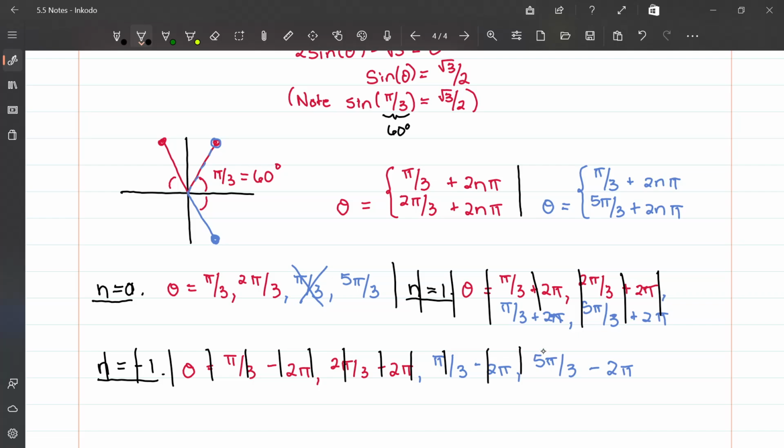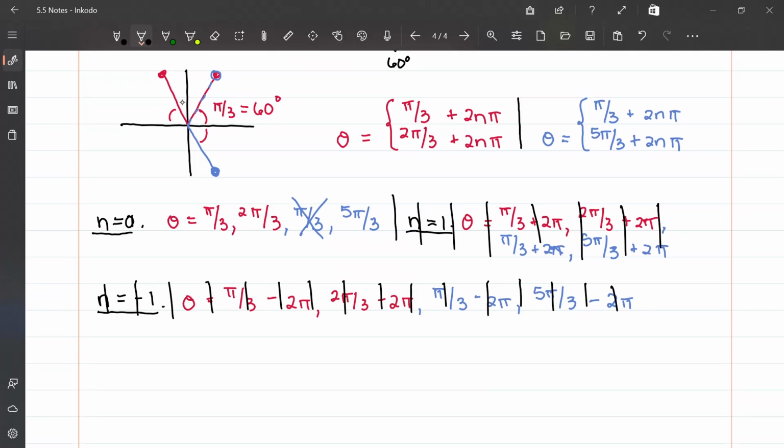and we can turn our attention only to the first bunch of possible solutions we got, the ones where n equals 0. We can finalize our solution set right now. The solution set should be pi over 3. Doesn't matter whether we take that from the red answers or the blue ones. Then we'll go for the next biggest angle, which would be 2 pi over 3. And finally, not including any repeats, we have 5 pi over 3. And this would represent all possible answers.